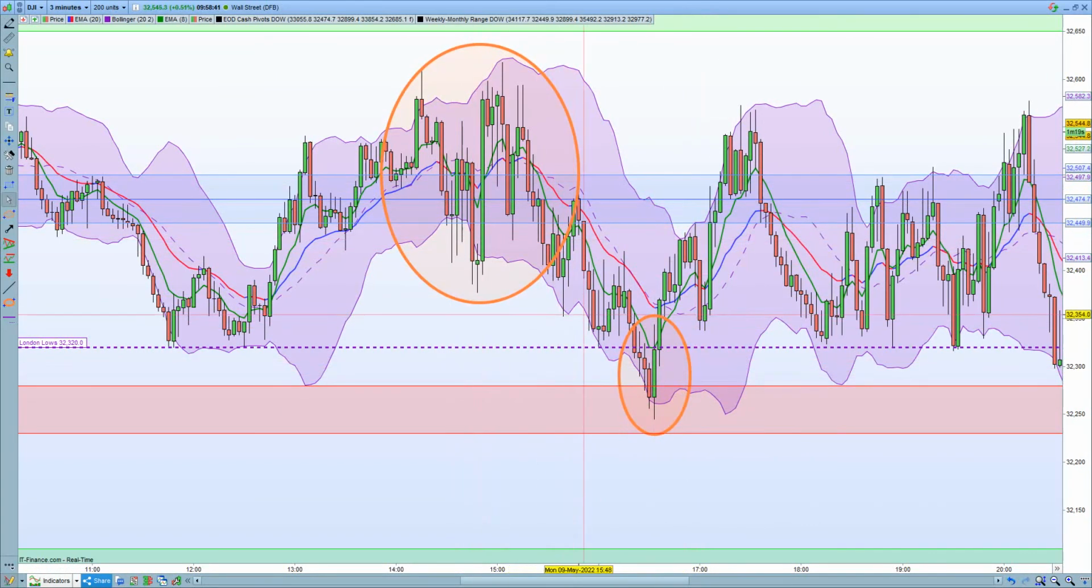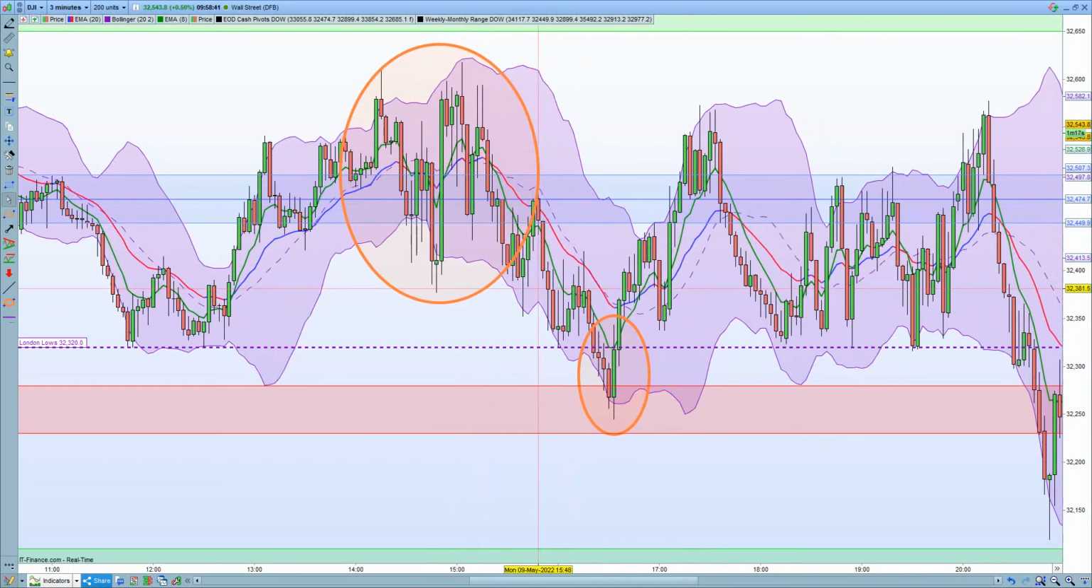The rest of the price action on the Dow yesterday was very choppy, with nothing really that you would want to have got involved in.